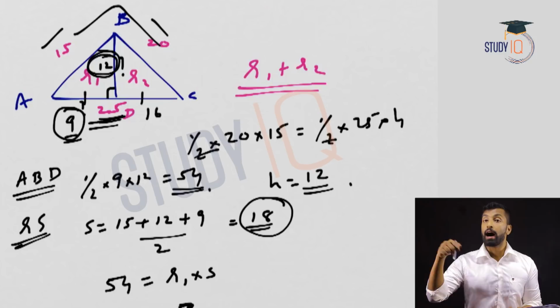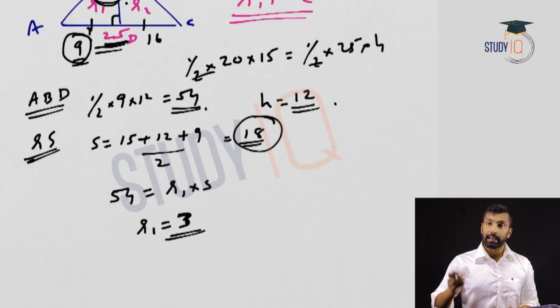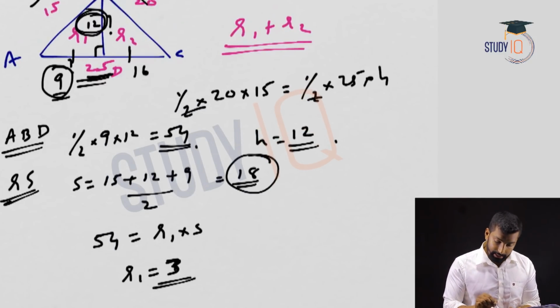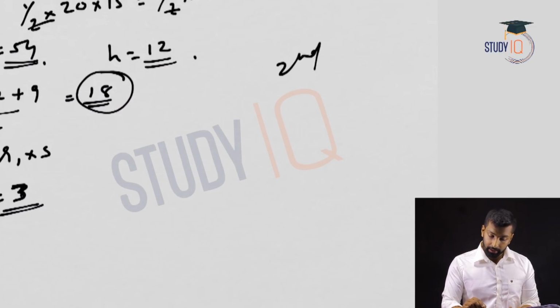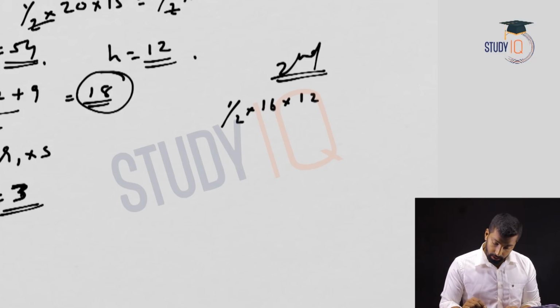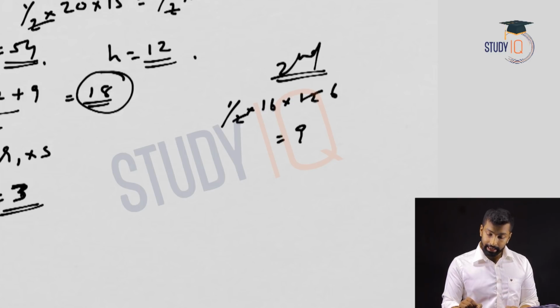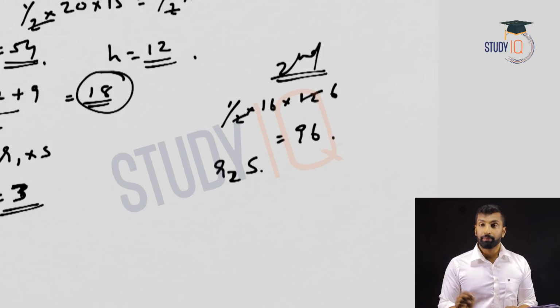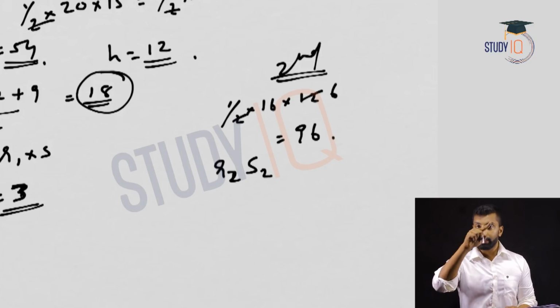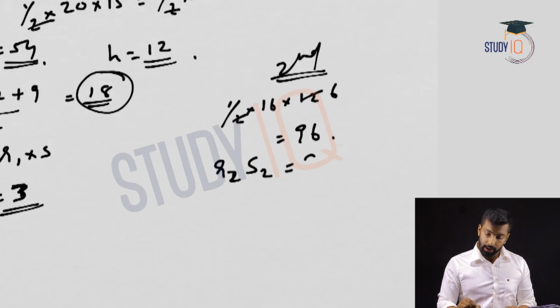Now, what will be the next one? R2 S, right? So what will be the area of the next triangle if you take? What is the base? 16 is the base, height is 12. So second triangle if you take, what is the area? Half into 16 into 12. So this is going to be 96. And we know that R2 S, if you want you can write it as S2, because that is a different triangle, right? So R2 S2 is equal to 96.